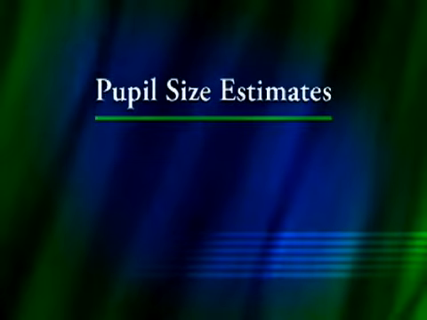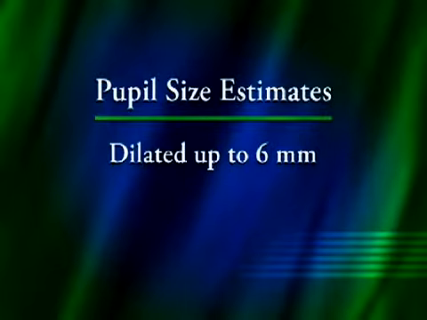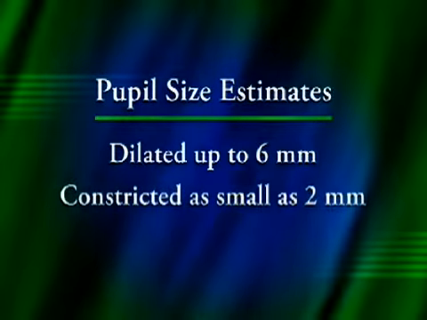We're going to do another test. Next, test the pupils for accommodation. First, I'm going to have you focus on the wall. Then I'm going to have you focus on my finger. Look at the wall over my shoulder. Good. Now look at my finger. The patient's pupils should constrict when she focuses on an object held about 10 centimeters from her nose. Good. During all pupil tests, estimate the pupil size. When dilated, pupils may be up to 6 millimeters. When constricted, they may be as small as 2 millimeters.